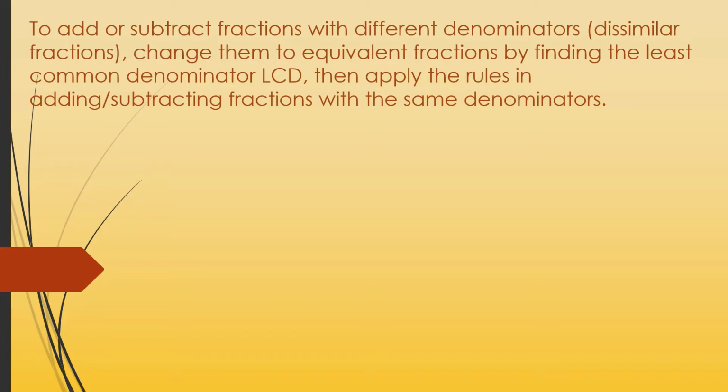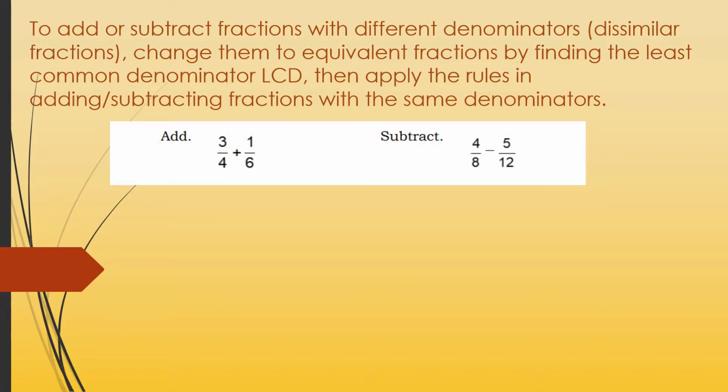To add or subtract fractions with different denominators, or dissimilar fractions, change them to equivalent fractions by finding the least common denominator, or the LCD. Then apply the rules in adding or subtracting fractions with the same denominator. For our given, we have 3 over 4 plus 1 over 6. Find the sum. Then next, find the difference of 4 over 8 minus 5 over 12. They are dissimilar fractions having different denominators.